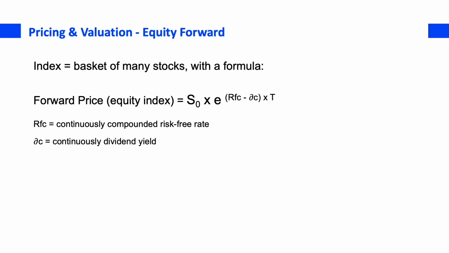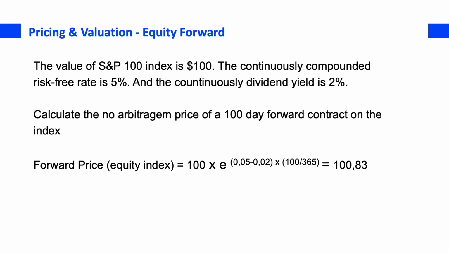Putting it into practice, let's imagine it is a forward on the S&P. So the current index is $100. We have a continuously compounded risk-free rate of 5% and a continuous dividend yield of 2%. Calculate the forward price of a 100-day contract. These are the good habits you want to get into when you see the item set: label everything up. There's the formula you need to put it into practice.